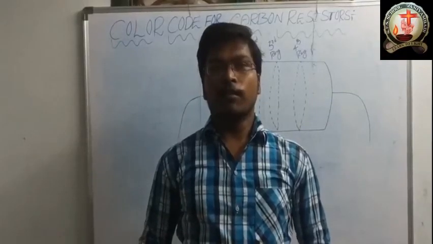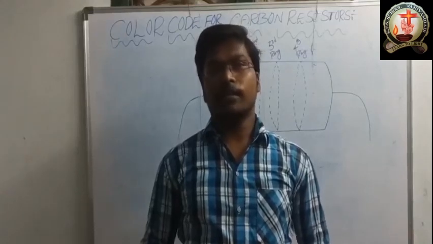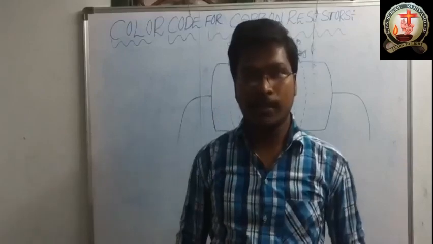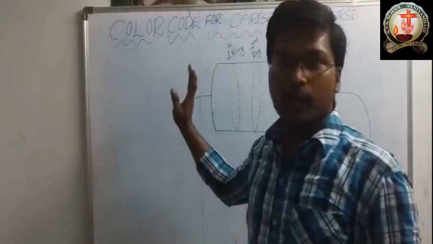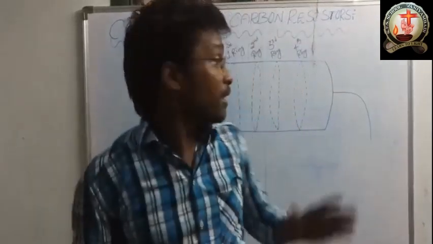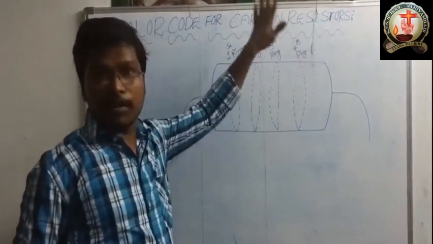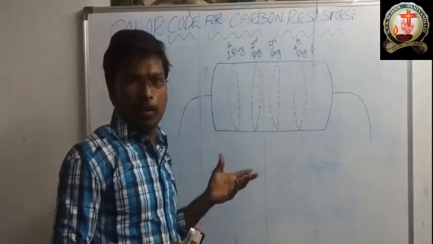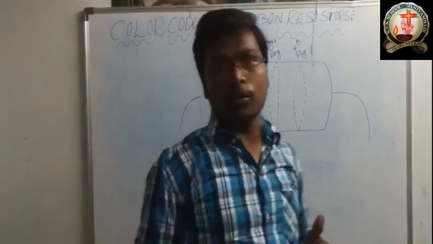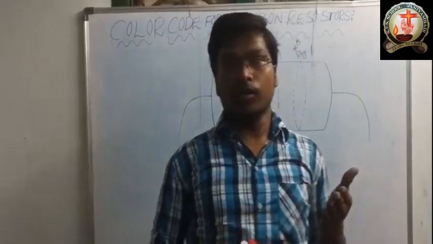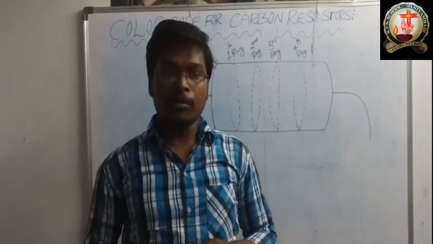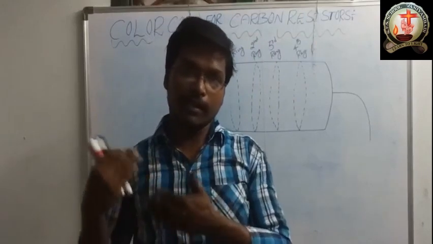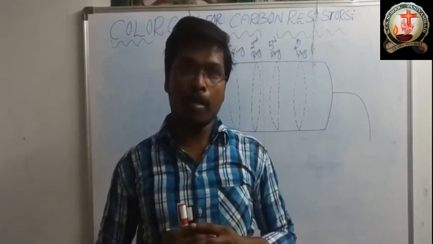Students, welcome back to the physics class. Today we are going to discuss a new topic. That one is the color code for carbon resistors. What is that? Color code for carbon resistors. Now it is a very different concept compared to the previous concepts. There is no relation. Okay, so we should discuss directly this topic.